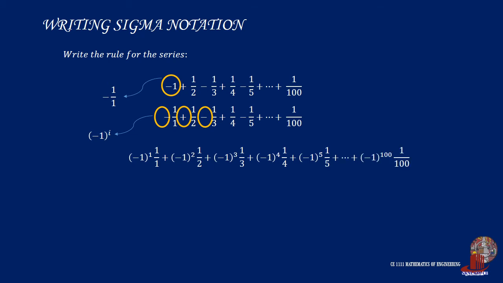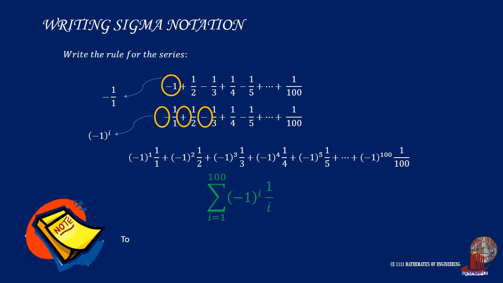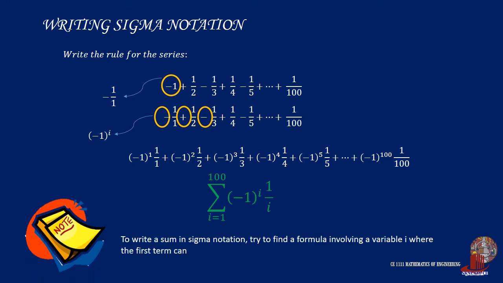We can now see the ith term is -1 raised to i times 1 over i, and that there are 100 terms, so we would write down the sum in sigma notation as shown. In order to write a series in sigma notation, try to find a formula involving a variable i where the first term can be obtained by setting i equal to 1, the second term by i equal to 2, and so on.